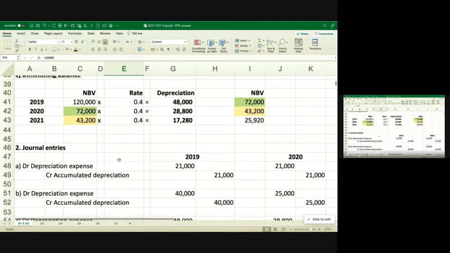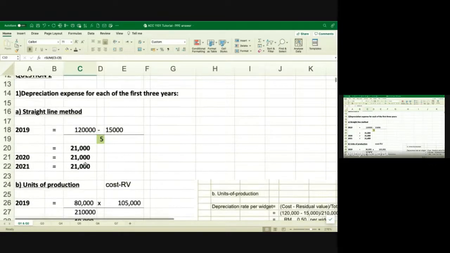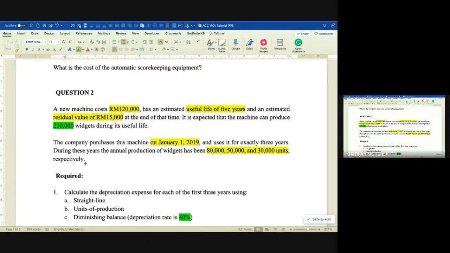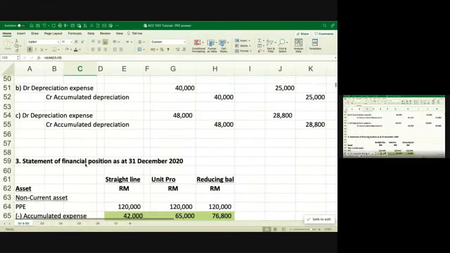Yeah, the cost, I thought it's 191,000. Mana dapat 180? It should be 191. Oh, this is question number 1. Question number 2. All right, the cost is 120,000, isn't it? Okay. Yes, madam. Sorry.